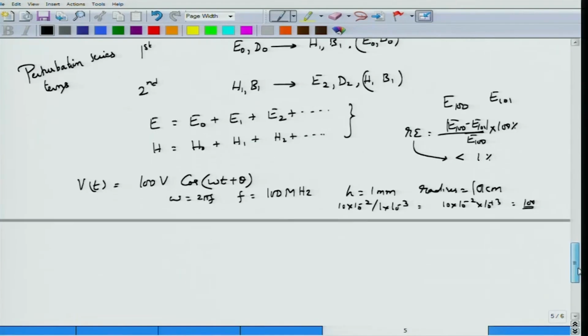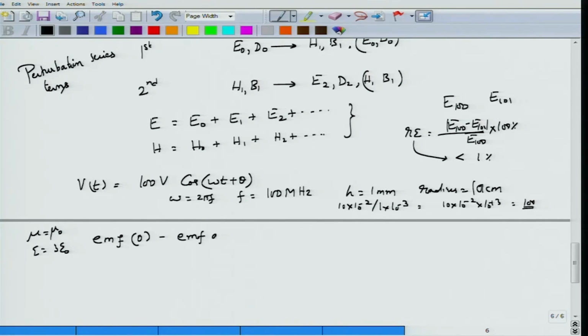The goal here would be to try and find out what the EMF is, assuming that mu is equal to mu 0 and epsilon is equal to epsilon 0. So, you can assume everything to be air filled, or let us say assume mu is equal to mu 0 and assume epsilon to be equal to 3 times epsilon 0. So, it simply means that you are assuming the dielectric constant to be 3. Okay. Find the EMF, and find the difference between EMF at 0 and EMF at a.